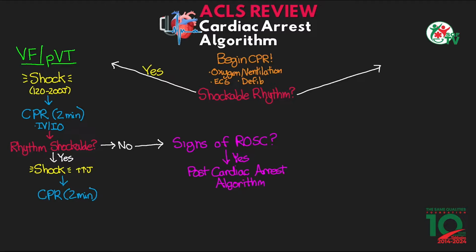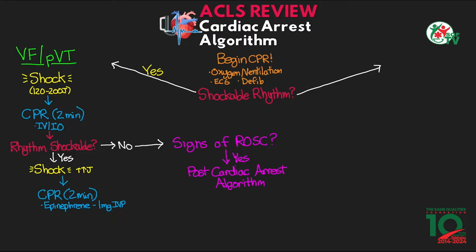So we're now at this point in the algorithm where if we make the assumption that in the previous round of CPR we were working on getting our IV-IO access, then it's at this point here where we want to give our first dose of epinephrine. The dose that we're going to be giving here is 1 milligram IV push, and we're going to want to make sure we follow it up with a good flush, 10 to 20 mLs.